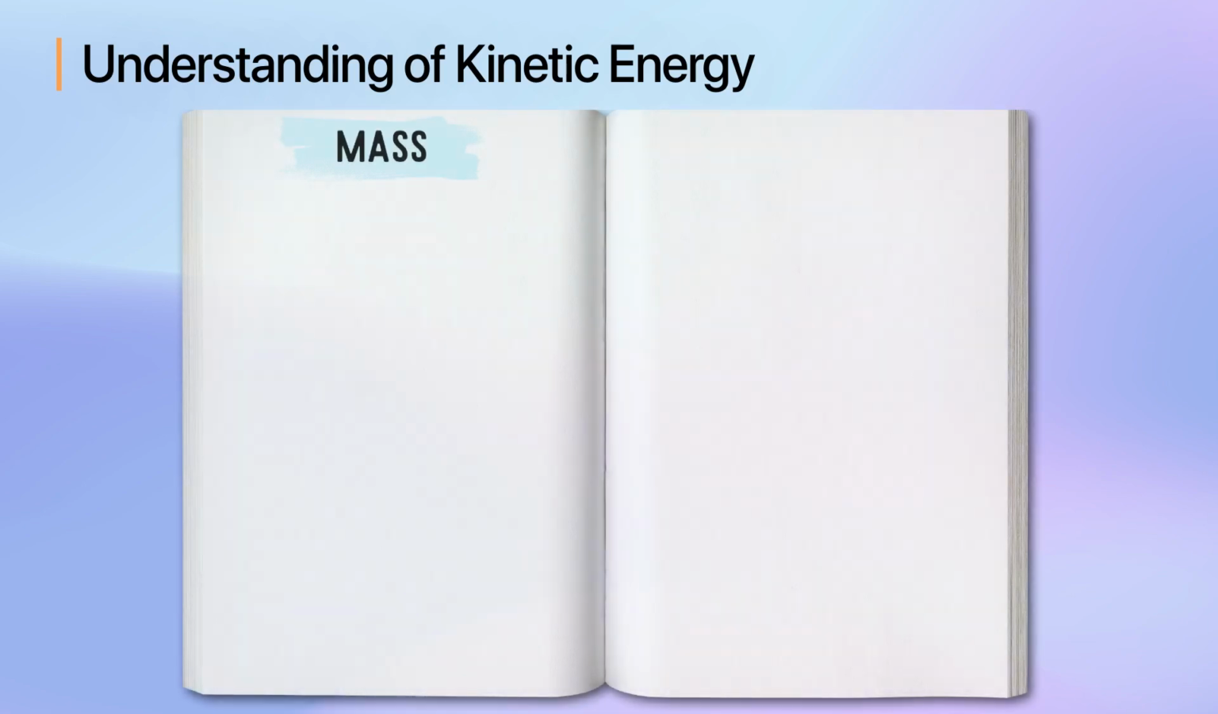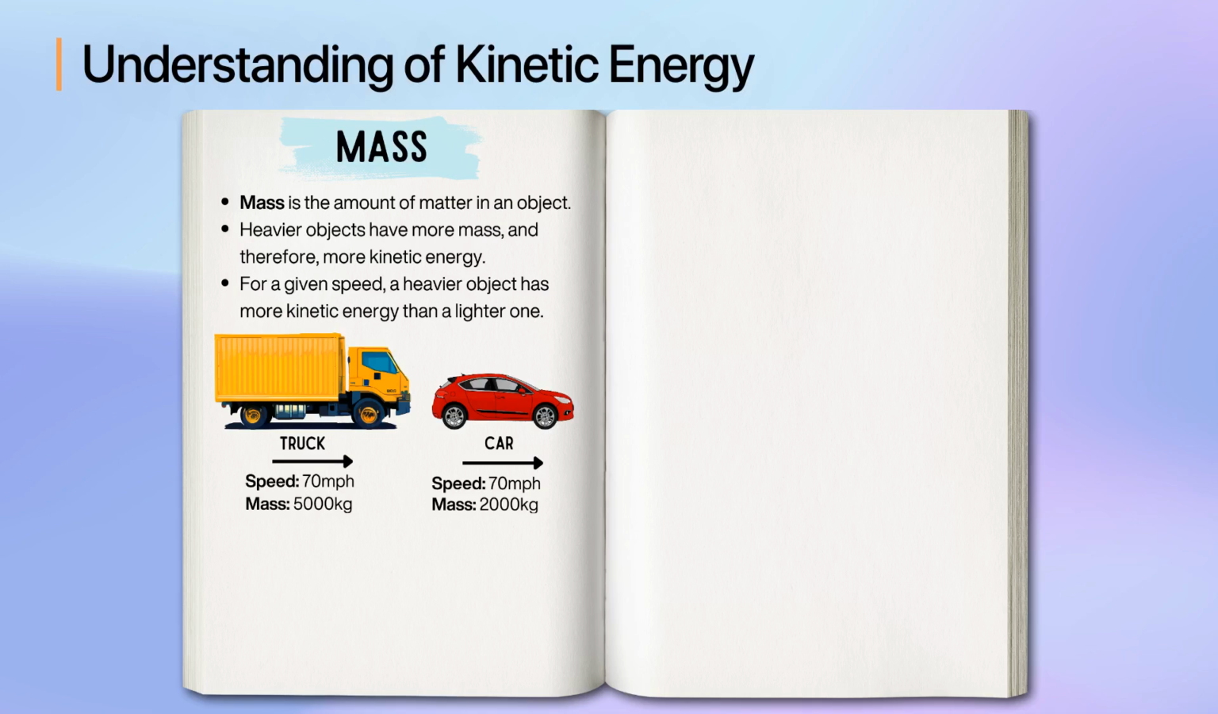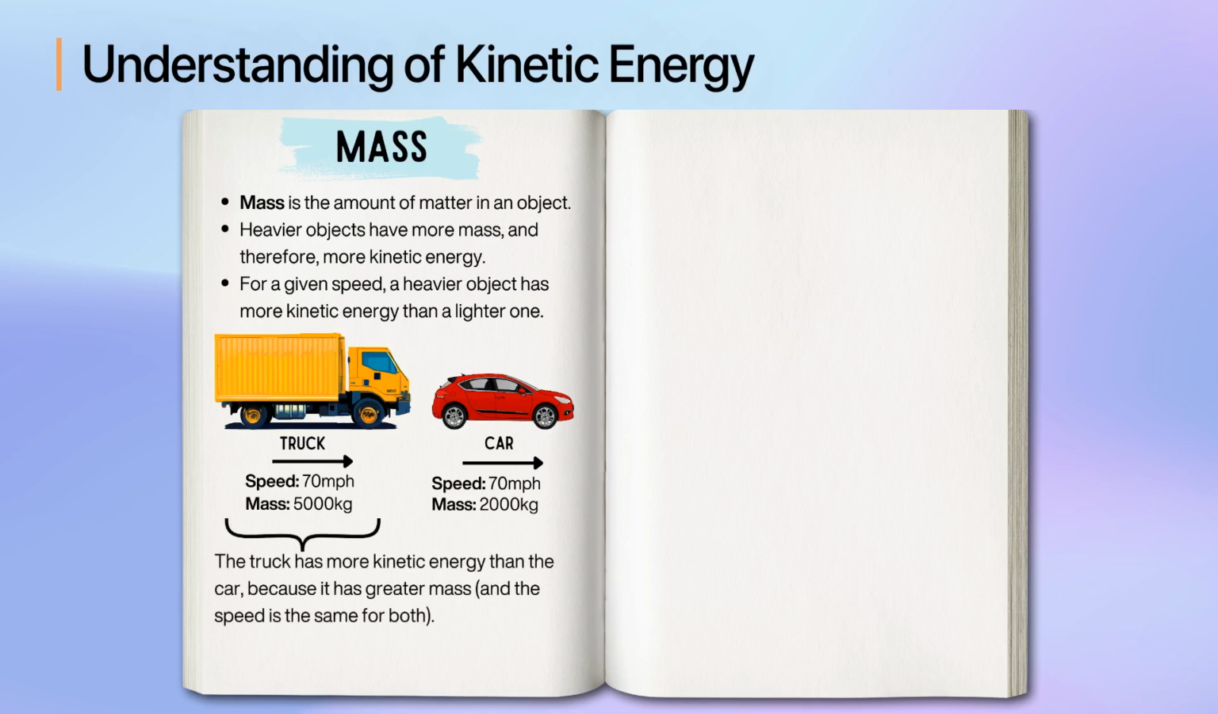The first factor which affects kinetic energy is mass. Mass is the amount of matter in an object. Heavier objects have more mass. For a given speed, a heavier object has more kinetic energy than a lighter one. For example, a truck moving at the same speed as a car will have more kinetic energy because the truck has a greater mass. This is because more energy is required to move a heavier object at the same speed.